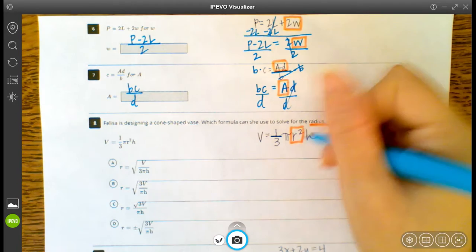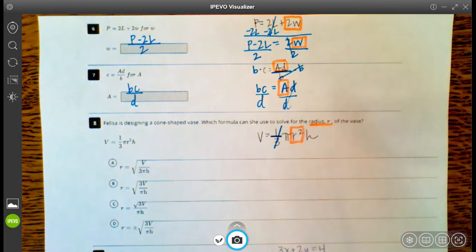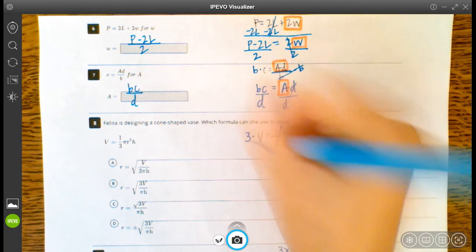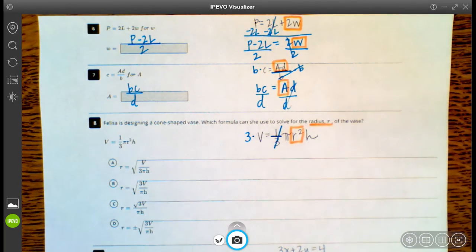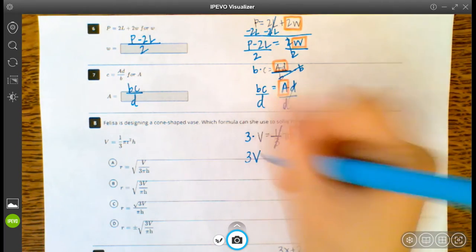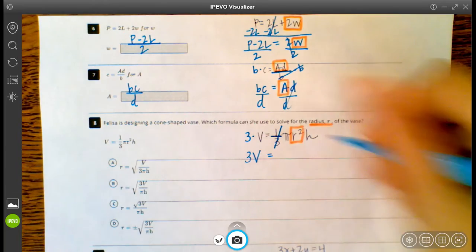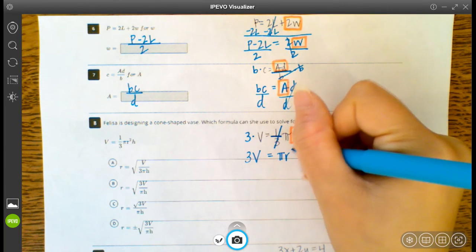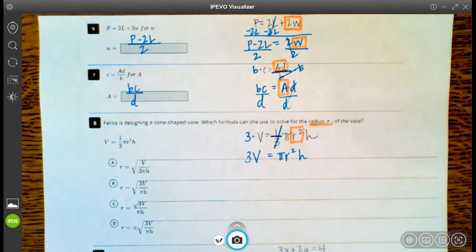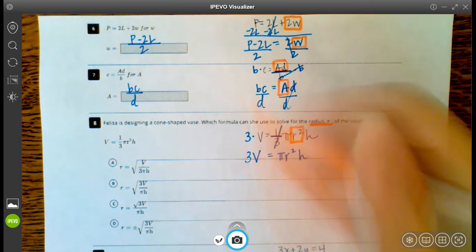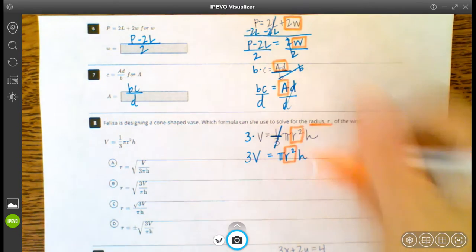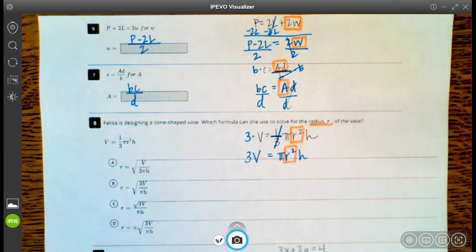I'm going to multiply by 3 on both sides. I'm going to multiply by 3, and I'm going to multiply by 3 here. So I get rid of that division, and I make this easier for me to go through. So 3v is also another way to write 3 times v. And don't forget to keep your pi r squared, h. Now remember, we want to find r squared is what our goal is.